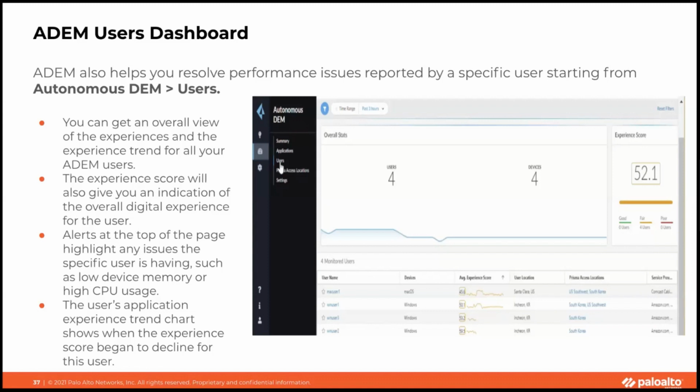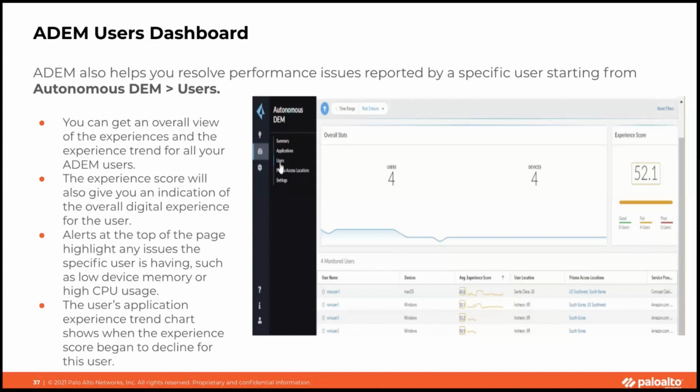An experience score will give you an indication of the overall digital experience of a particular user. The user's application experience trend chart shows when the user experience score began to decline, and also shows the significant events that could have been a catalyst for the decline, such as an OS upgrade or a GP app upgrade that may have caused the high CPU. You can also see which segment of the network, device, LAN, Wi-Fi, ISP, mobile user gateway, or the application itself might be causing this issue.